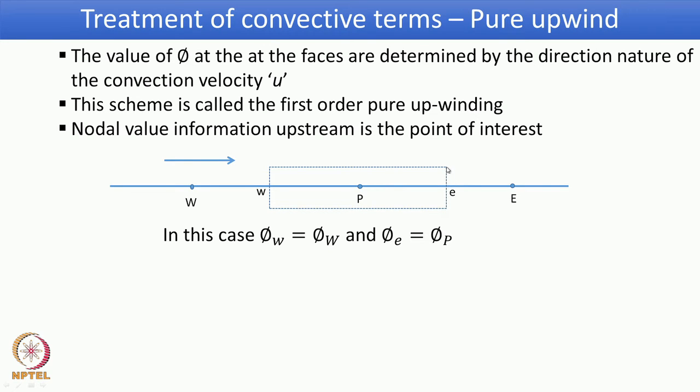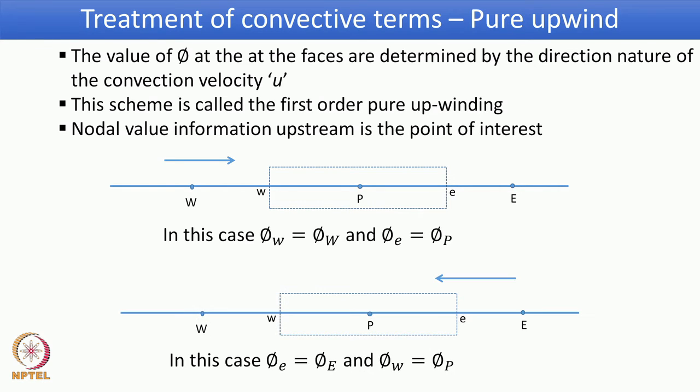Similarly, for east phase, upstream of this east phase is node P for the direction that we have shown, that is left to right. So, phi at E is same as phi at P. Now, you can see very clearly the difference between central approximation and pure upwinding. Let us take another case, that is flow is from right to left as shown here.